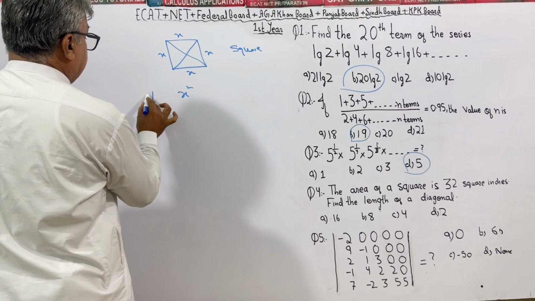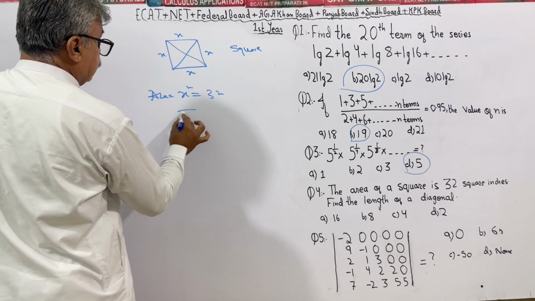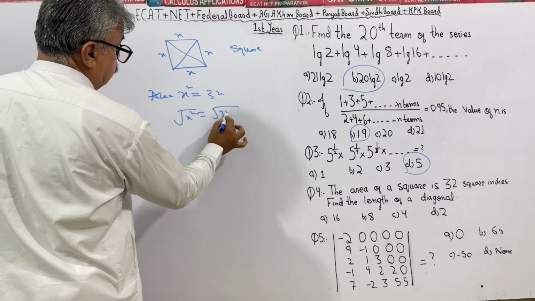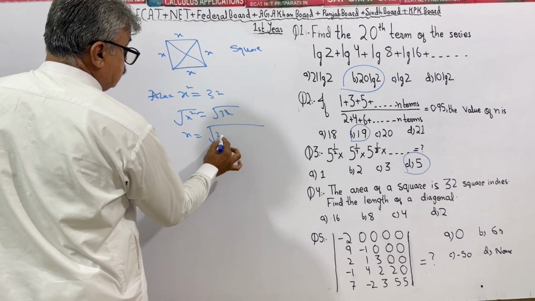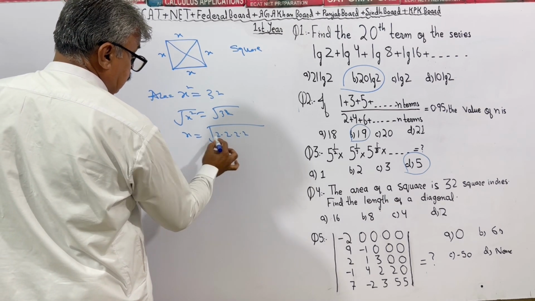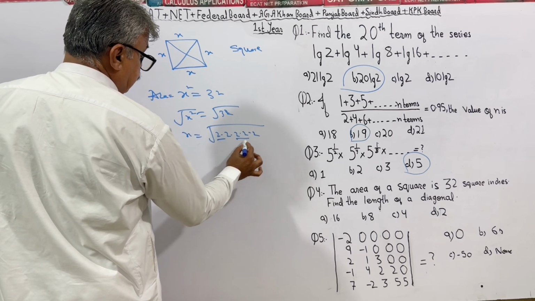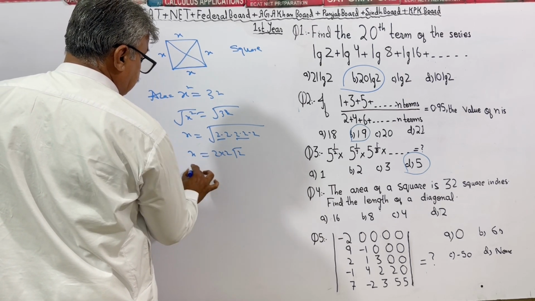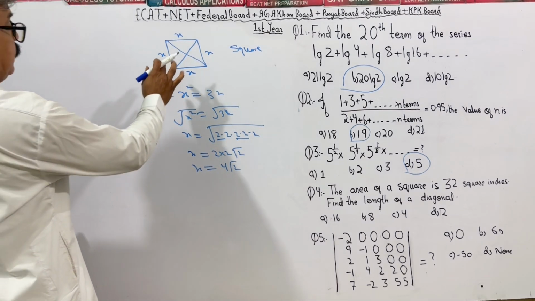Area is given by x square, it is equal to 32. Taking the root to get x, x is equal to square root of 32. 32 can be written as 2 into 2 into 2 into 2 into 2, a pair of 2, another pair of 2, so x is equal to 2 times 2 under root 2, means we have x is equal to 4 under root 2.